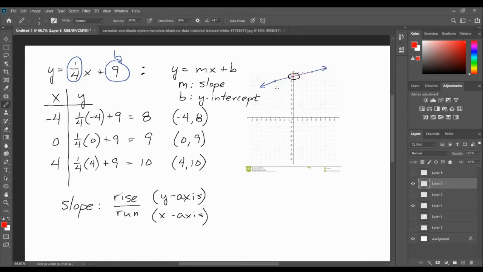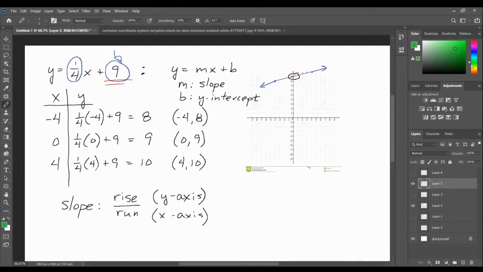And that works with a line. A line is the only function we're going to deal with that has a slope for the entire graph. And so you can think of it in terms of rise over run as a way to get the second point. Once you plot the y-intercept, you can use the slope from that y-intercept to get a second point.